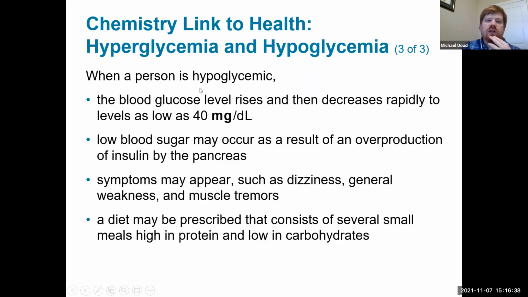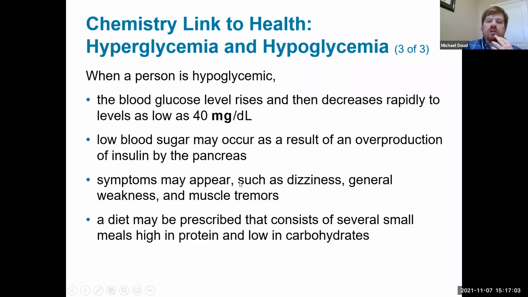Hypoglycemia, on the other hand, is when the blood glucose level rises and then decreases rapidly to levels as low as 40 milligrams per deciliter. So about half as much as the typical patient. Again, this could also result from a related problem where you have an overproduction of insulin by the pancreas. And these are just symptoms, really. You're not necessarily finding the root cause. There can be a lot of root causes that lead to these.